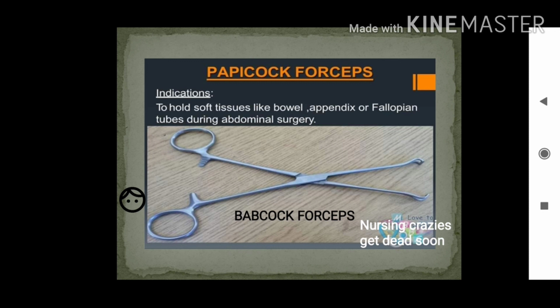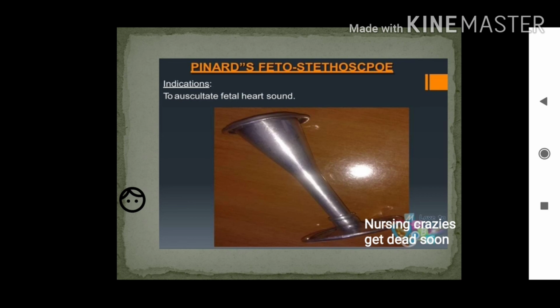Many people get confused between the Babcock forceps and the ovum forceps. So carefully see the shape of the tip of the Babcock and the ovum forceps. What are the indications of Babcock forceps? The indication is to hold soft tissue like bowel, appendix or fallopian tubes during abdominal surgery; we use the Babcock. Then next is Pinard's fetal stethoscope. To auscultate the fetal heart sound, we use this fetal stethoscope.